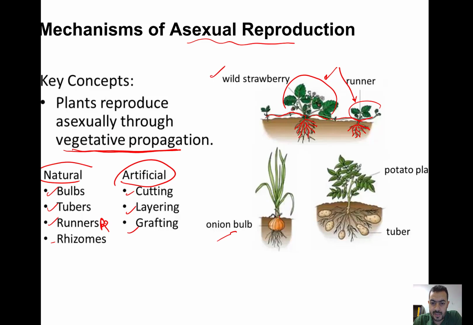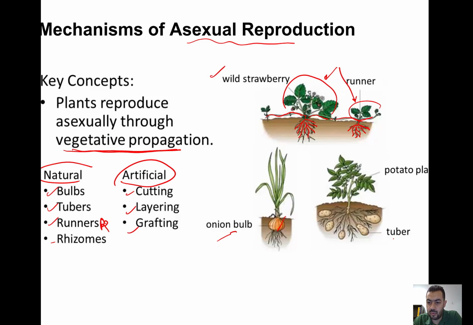The onion is actually a modified root. So this is a root, and if you cut a chunk of this root and you start to germinate it, it will give rise to the onion plant. So here again, using a part from the parent plant to give rise to a new plant is asexual reproduction.